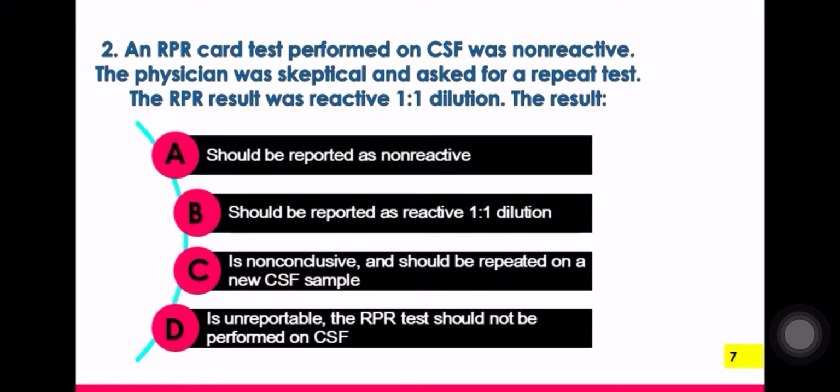Choice letter A should be reported as non-reactive. B should be reported as reactive, 1:1 dilution. C is non-conclusive and should be repeated on a new CSF sample. Or letter D is unreportable. The RPR test should not be performed on CSF. The correct answer is letter D, unreportable. The RPR test should not be performed on CSF.